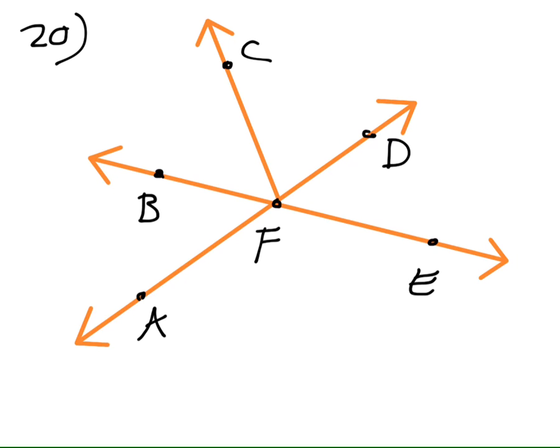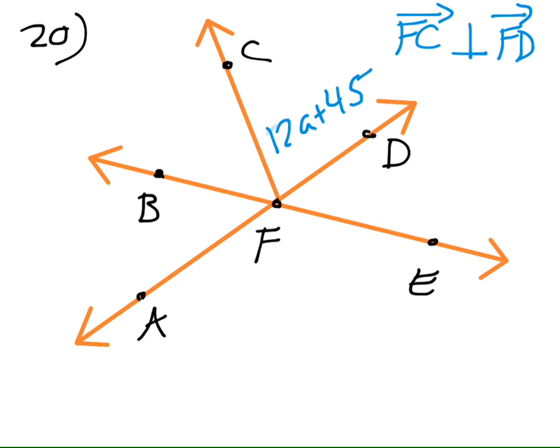Problem 20 says angle CFD, so CFD, there's that angle right there, is 12A plus 45. So I'm going to put 12A plus 45 in there. It says find A so that ray FC, then it gives me this symbol, FD. Anybody remember what this symbol means?